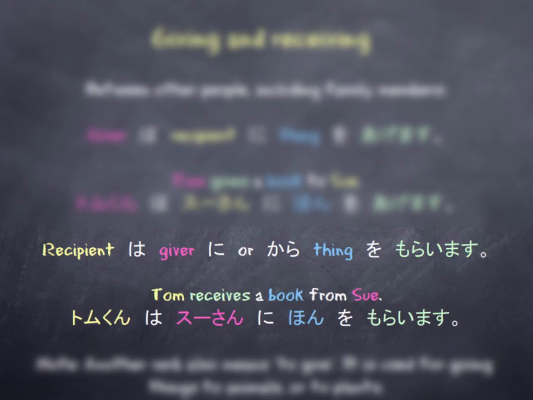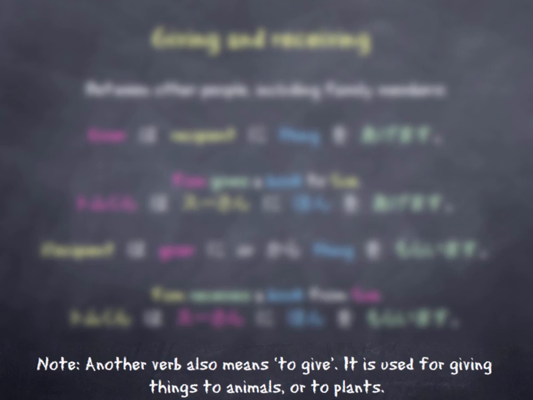So for example, Tom receives a book from Sue. Tom-kun wa Sue-san ni or Sue-san kara hon o moraimasu. So in this case, our particle ni is acting like our word kara, which means from. Now please note, another verb also means to give, and that verb is yaru or yarimasu, and it is used for giving things to animals or to plants.